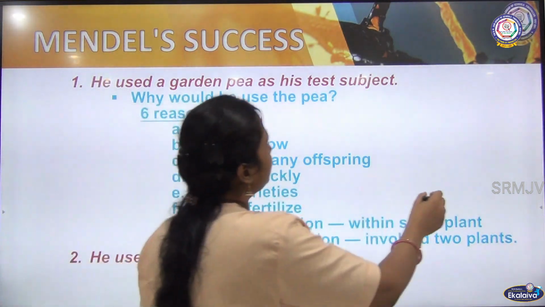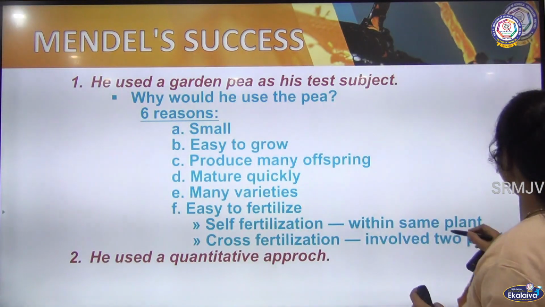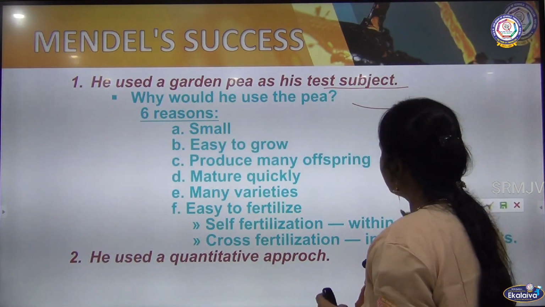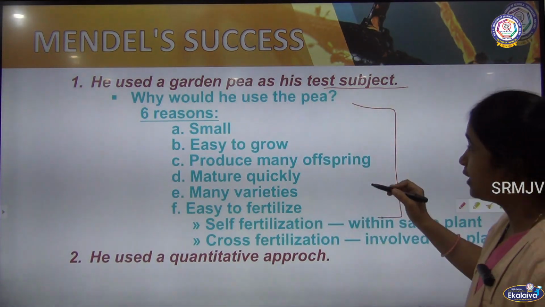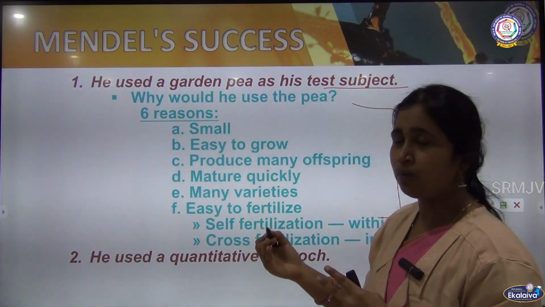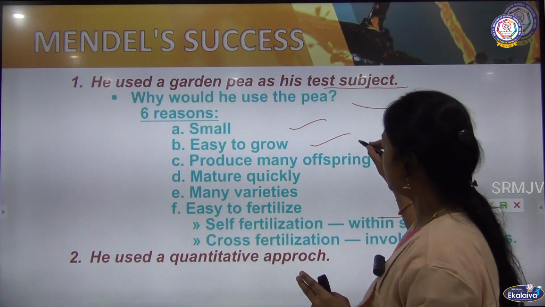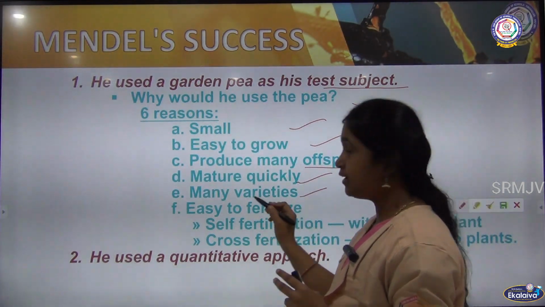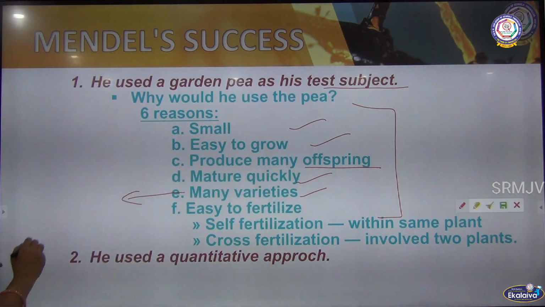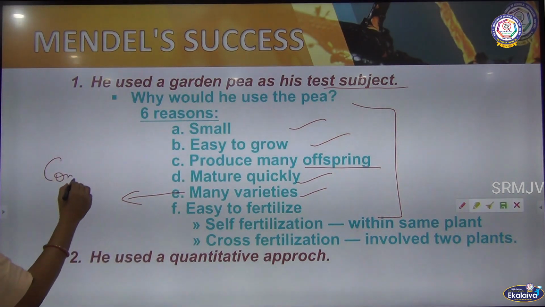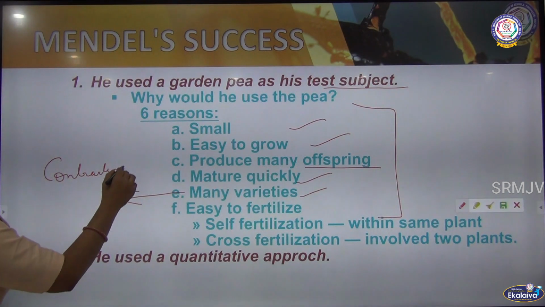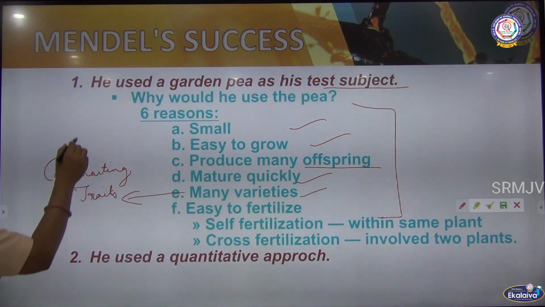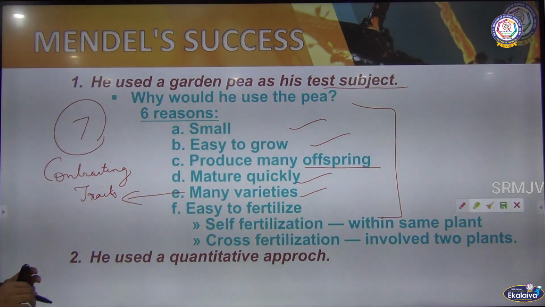So he used a garden pea plant as the test subject. Why did he want to select this pea plant? Because of 6 reasons. I told you already, it is easy to grow, very short lifespan, it is small, produces many offspring, matures quickly, more varieties we have. When it is variety, we are going to talk about contrasting characters, contrasting traits or characters. Some 7 contrasting characters we are going to talk about here.